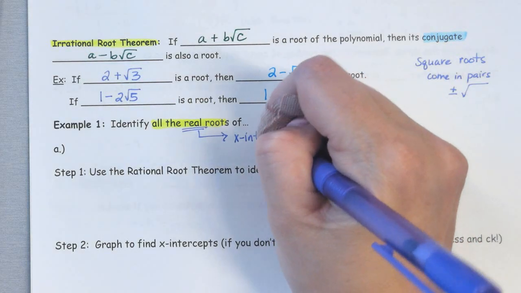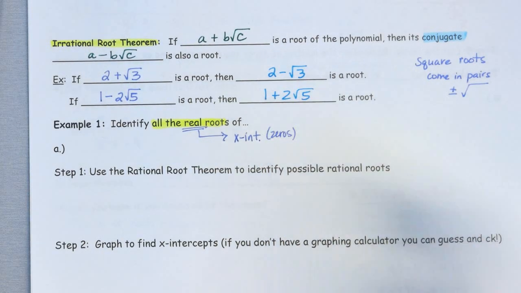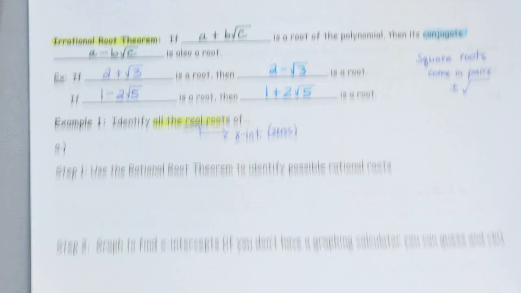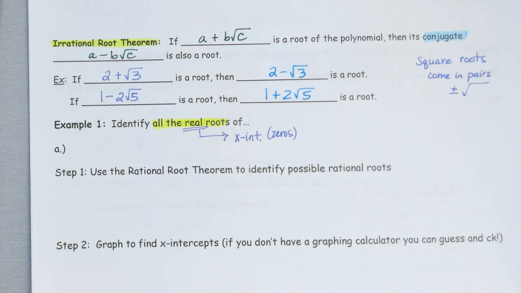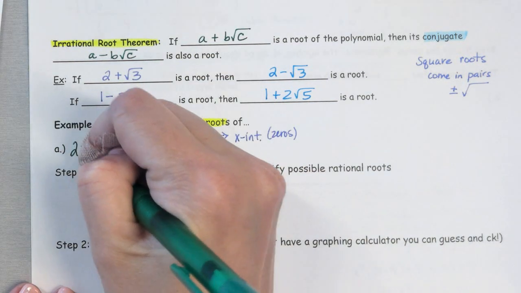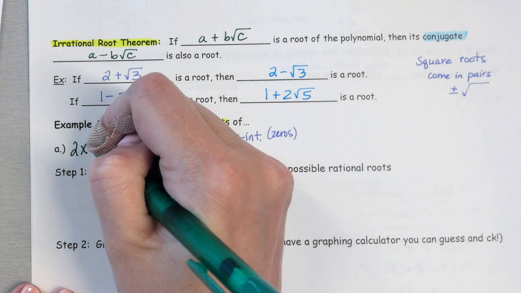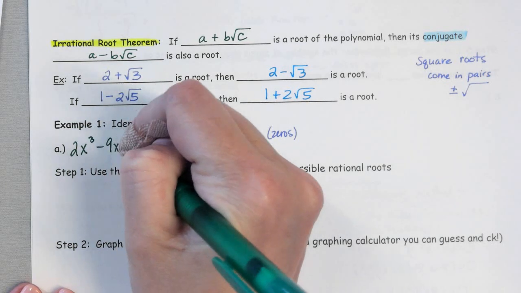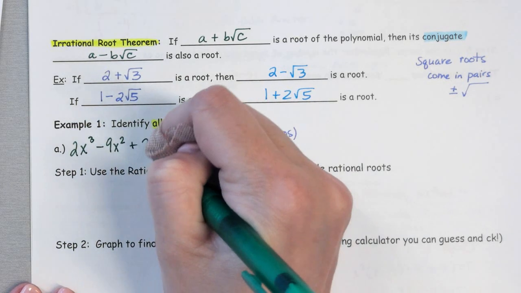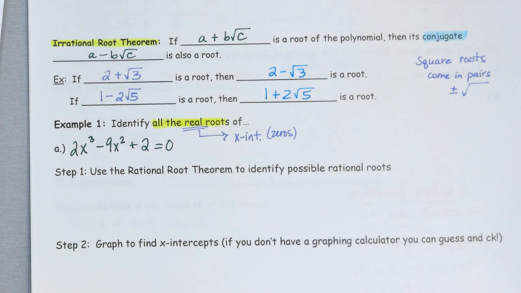Okay, and those are the same thing as the zeros. But they all live on the x-axis of the graph, right? Okay, so let's find all the real roots of 2x cubed minus 9x squared plus 2 equals 0.